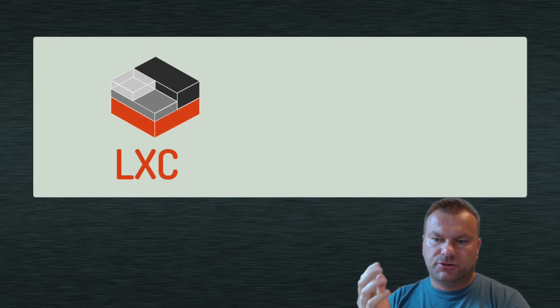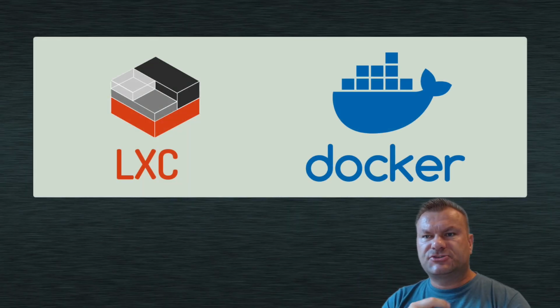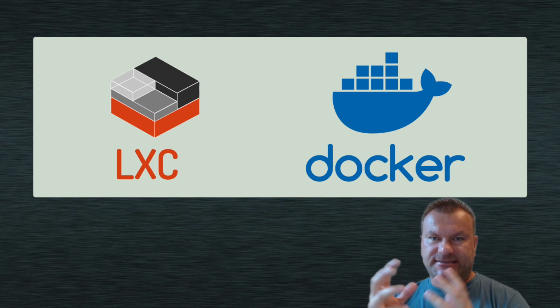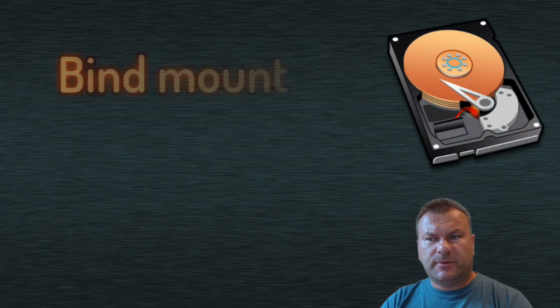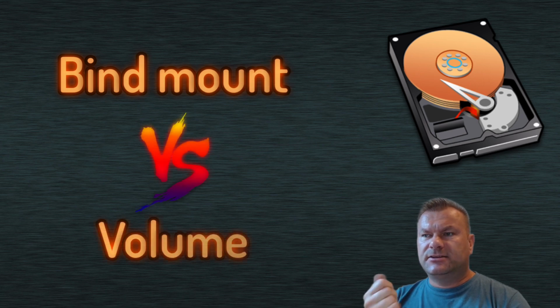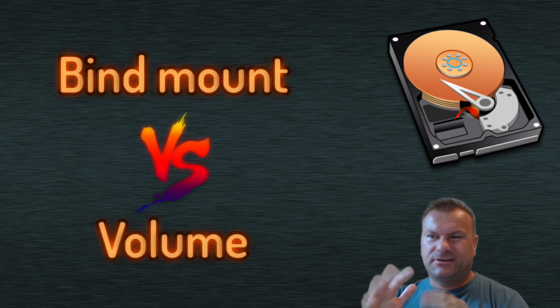When we work with containers like an LXC container or Docker container, we often have to attach some persistent storage, so the data is kept there even if we remove that container. And it's usually done using bind mounts or volumes. And I noticed that many people find this subject a little bit confusing.